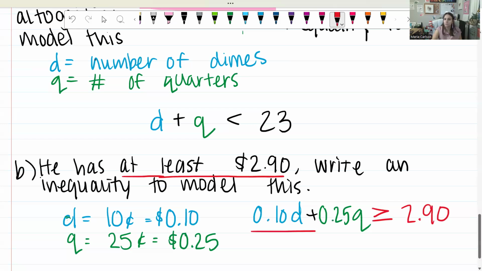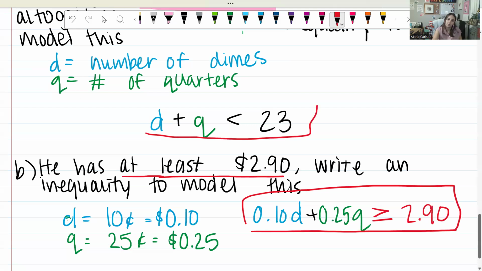If you actually graphed this inequality and the top inequality here, you would have a system that worked together and you could find the true number of dimes and the true number of quarters that make both of these true at the same time.